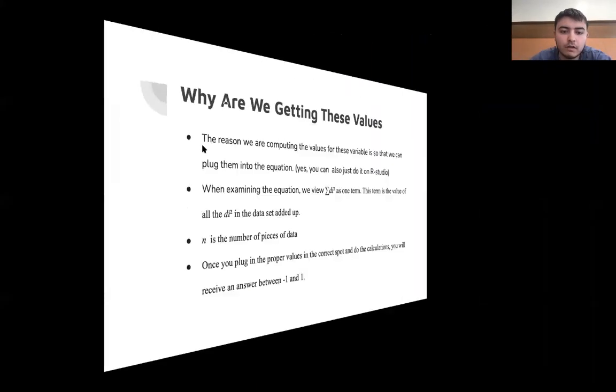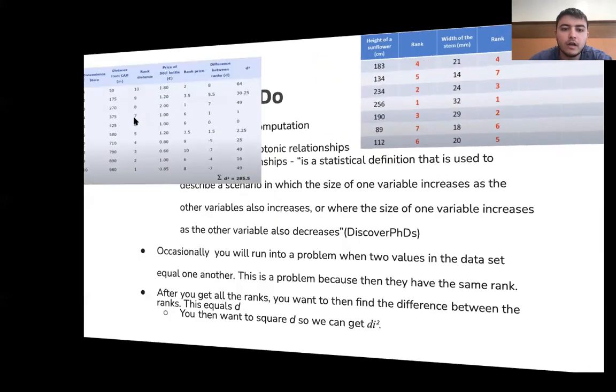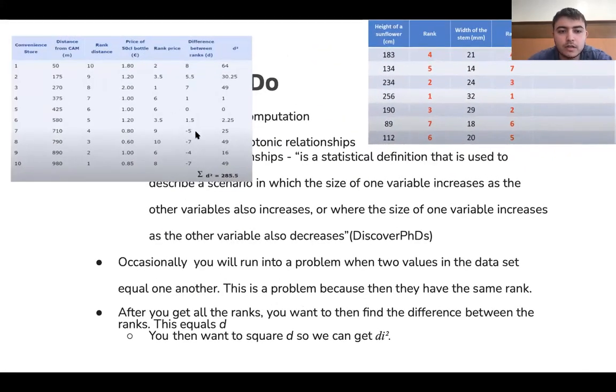It's okay if you get a negative number, because our last step is squaring it, and that'll turn it into a positive. So once you square it, the last column is D squared. So you just square D, and that gives you this value here.